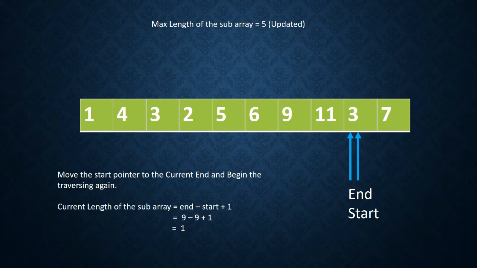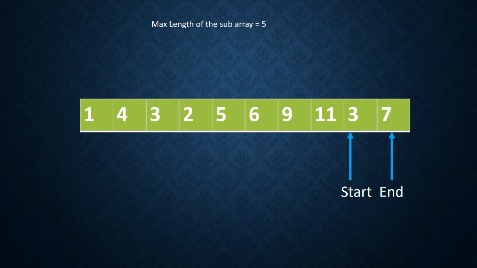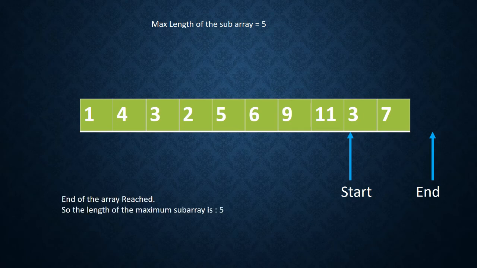Repeat the same process. The end pointer would go to 7. Current length would be updated, that is 2. End pointer incremented, but we see this is the end of the array. So we see that the maximum length of the subarray which we have received till now is 5.